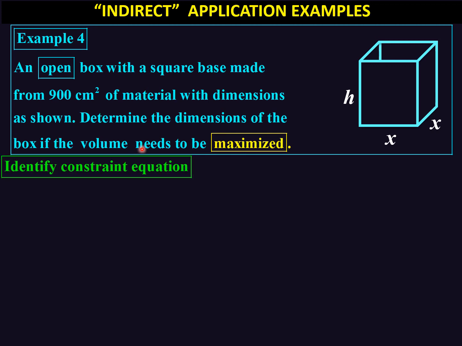Let's see. What is given? The surface areas. How many surfaces? 5. So there's 4 on the sides and a square in the base. 900. Which one would you make the subject here? No, not the x, because that's x squared. Preferably the h. So h will be 900 minus x squared. To make x the subject would be a little bit more complicated. Always try to do the easier operation there.